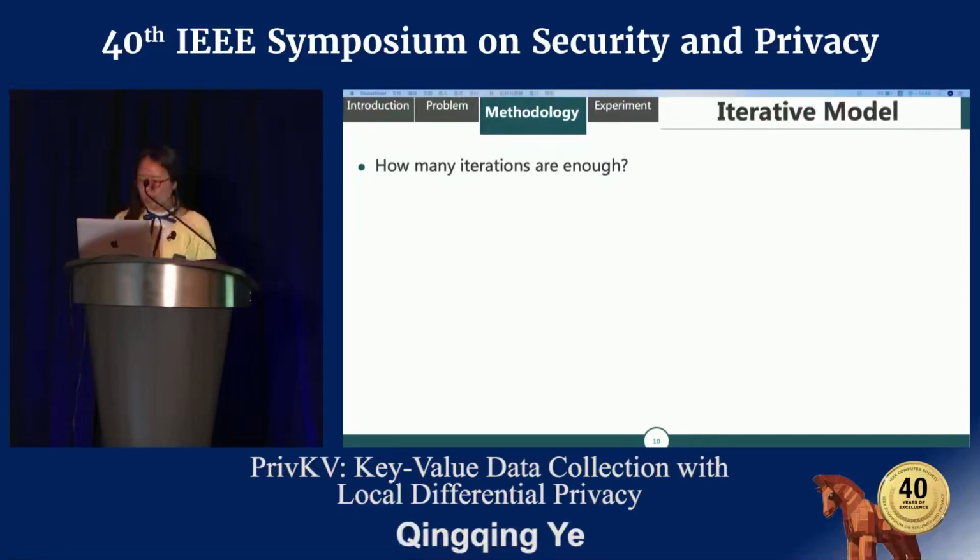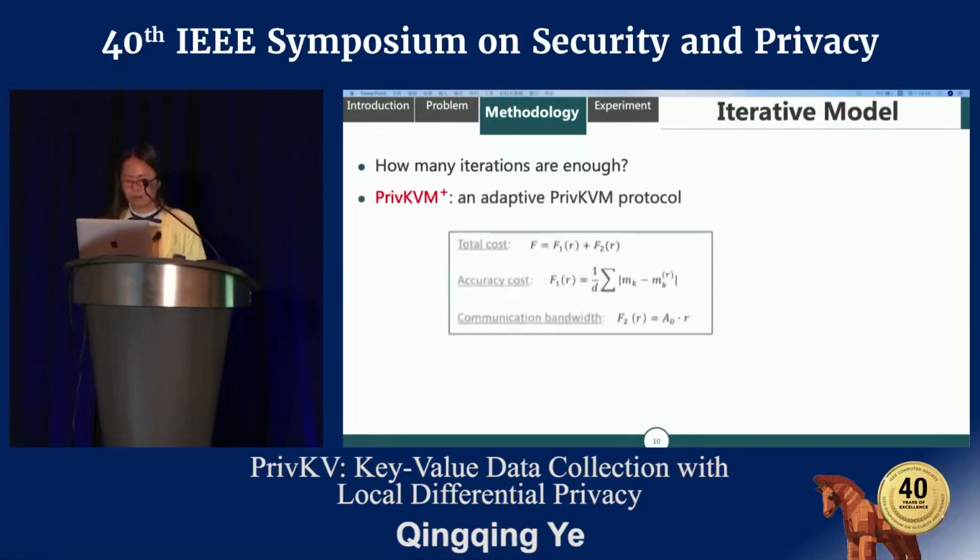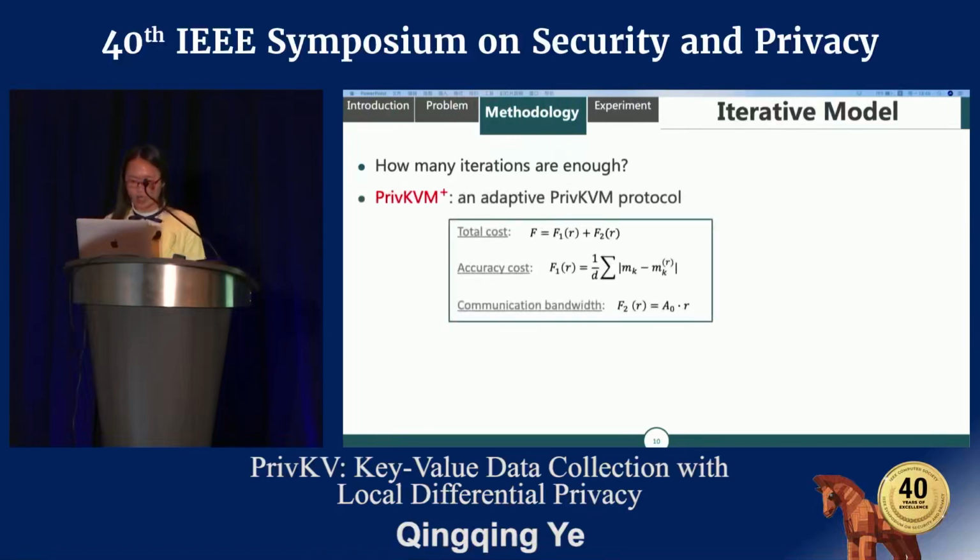To this end, we propose PrivKV plus. Here we define a cost function F in terms of r, the number of iterations. You can see F1 is the accuracy cost, and F2 is the communication bandwidth. By minimizing this total cost F, we can derive an optimal number of iterations, R here.